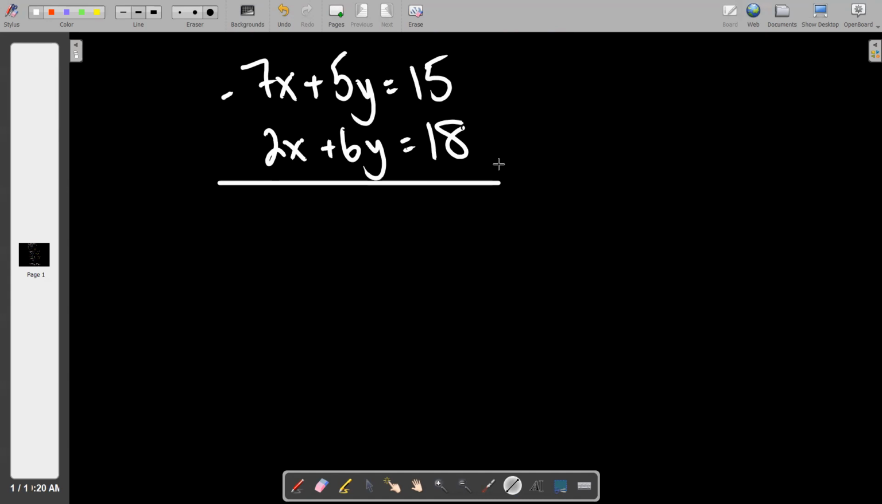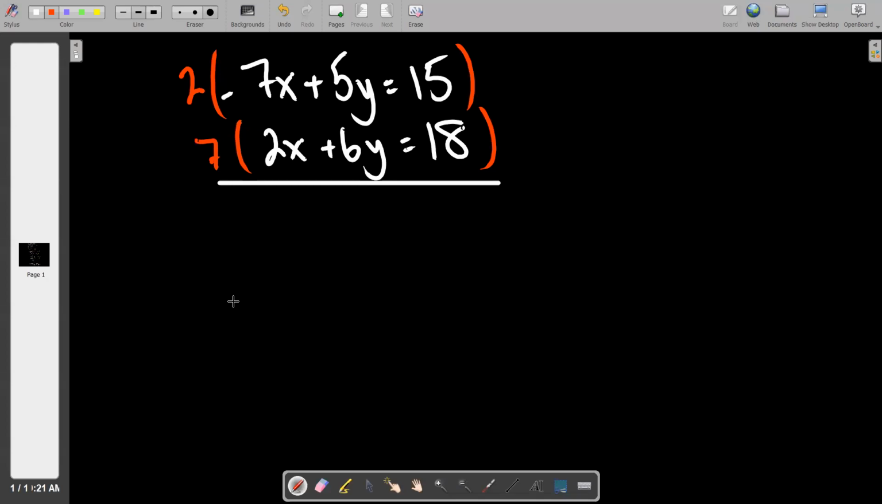You can't single sweep this one, right? You've got to say, I'm either turning you X's into 14s or I'm turning you Y's into 30s. Why are the X's more palatable? It's not because the number 14 is smaller, but because there's already an opposite negative positive scenario. So all things being equal, I'm going to pick the one where I don't have to mess with the signs. So I'm going with the X's. I'm going to multiply the top equation by 2 and the bottom equation by 7.